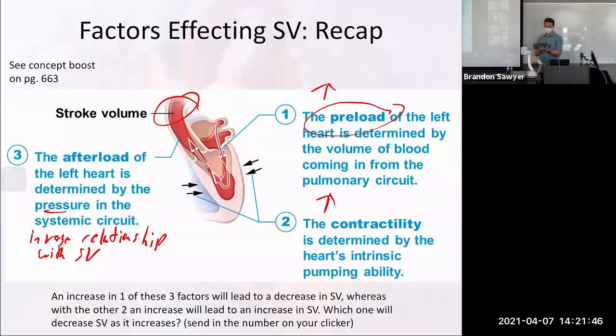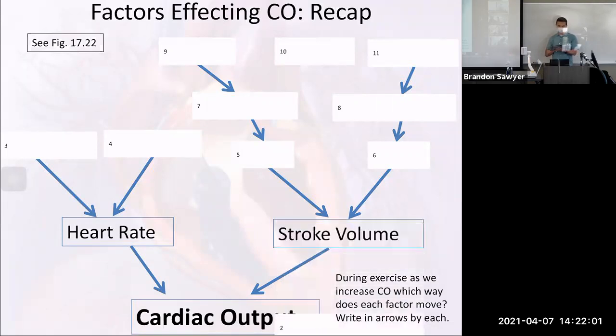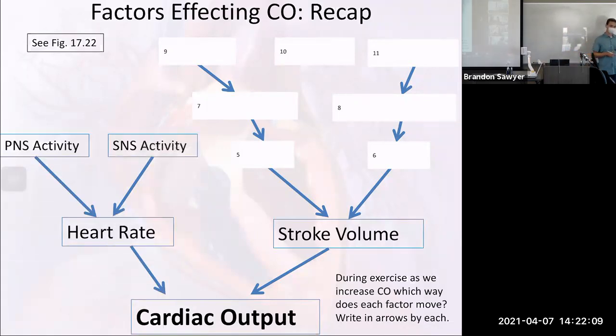Okay, so then let's put all that together in this kind of concept map that I put together that brings us down to cardiac output, okay? So cardiac output is dictated by heart rate and stroke volume, right? Or sorry, there's a stroke volume one, okay? And then heart rate has the two factors that control it, the parasympathetic nervous system and the sympathetic nervous system. Okay, heart rate dictated by those two. Cardiac output is dictated by heart rate and stroke volume.